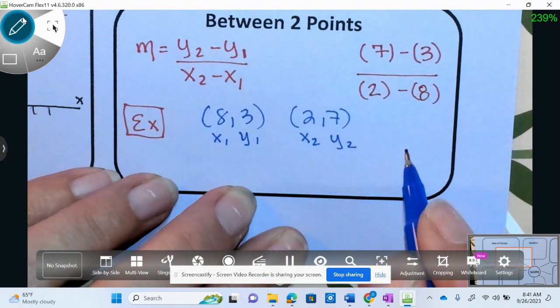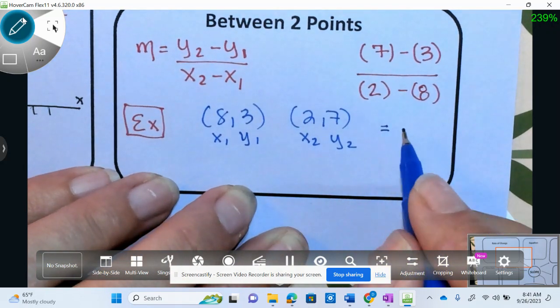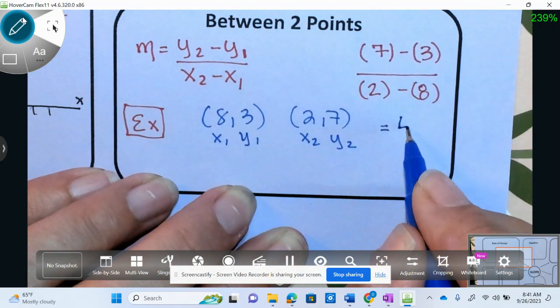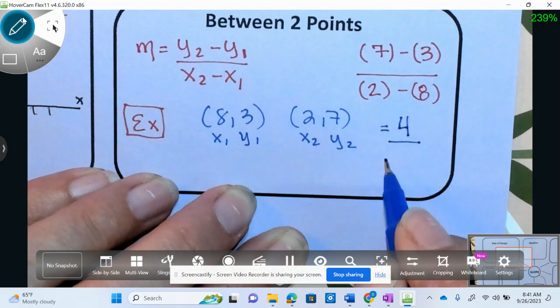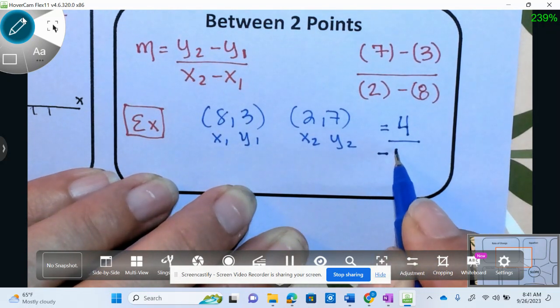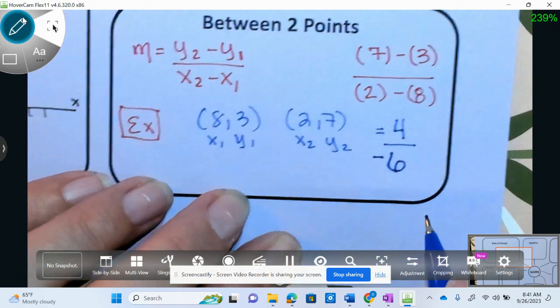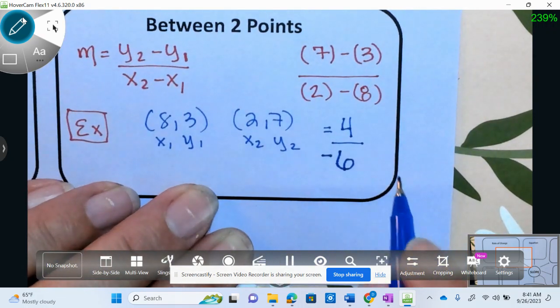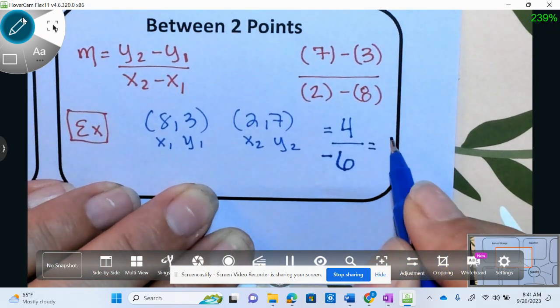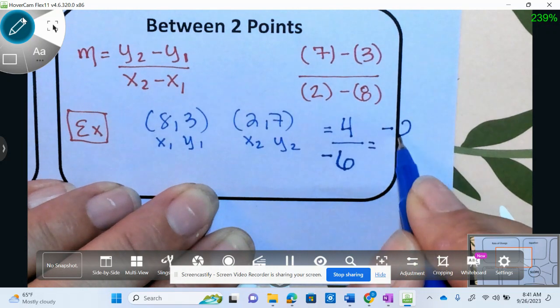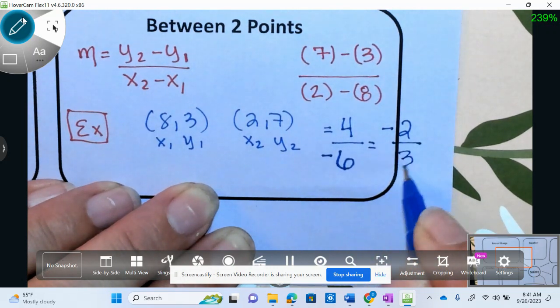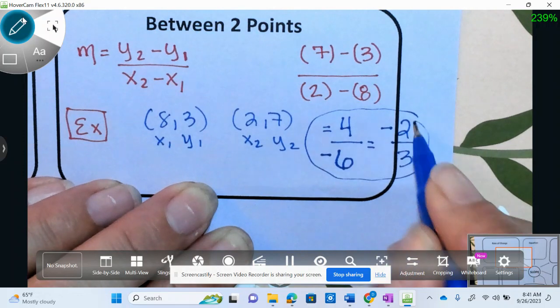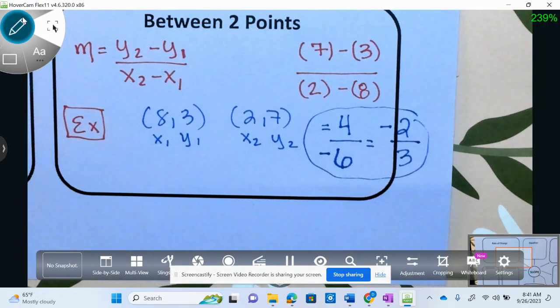What is 7 minus 3? It's 4. And 2 minus 8 is? Does this reduce? To what? Yeah, I'm going to write it as negative 2 over 3, which is so funny because that was what our slope in our graph was. Crazy.